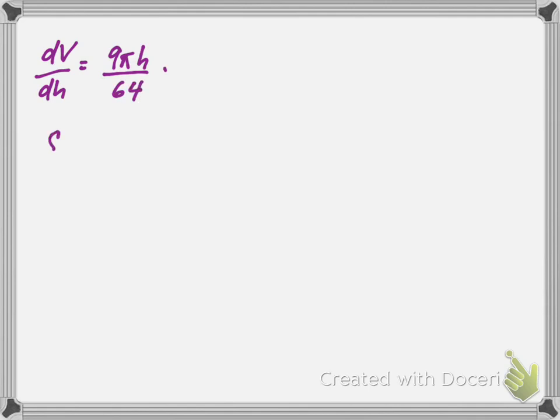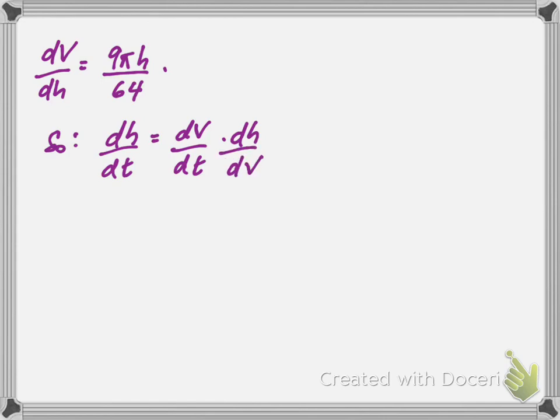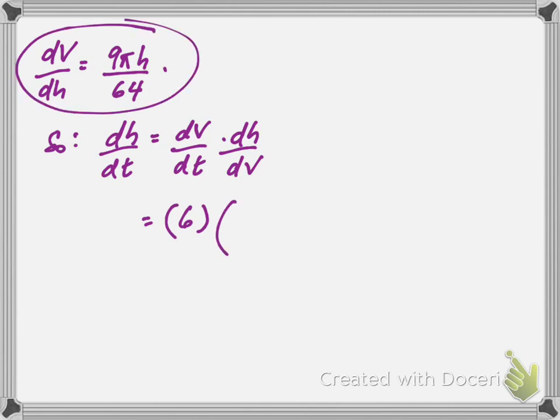Right, so you use the chain rule that you've developed, which is dh over dt is equal to dV over dt times dh over dV. And then the dV will cancel, you end up with dh over dt. So dV over dt is already given as 6 meters cubed per minute. It's in the question. So 6 meters cubed per minute times dh over dV, which is not given. You're given dV over dh, so you flip. So dh over dV equals 64 over 9 pi h.